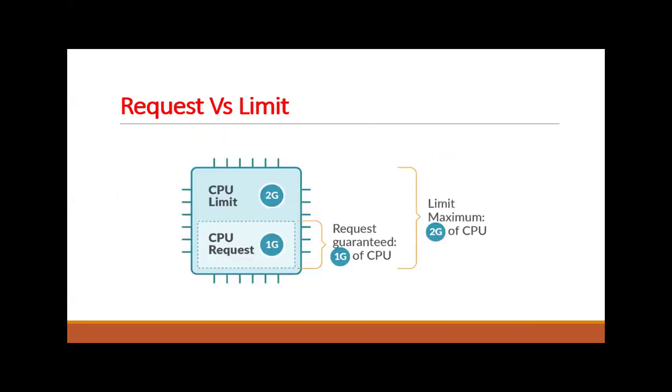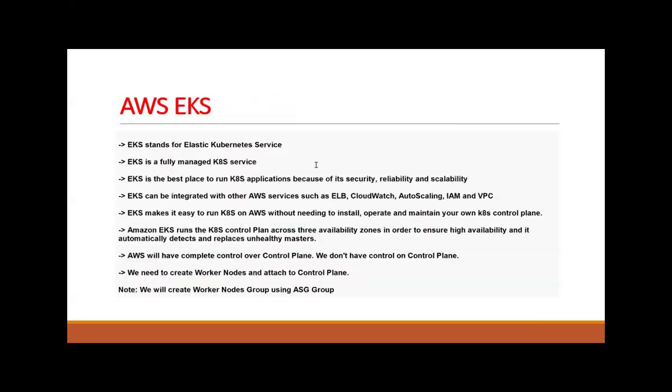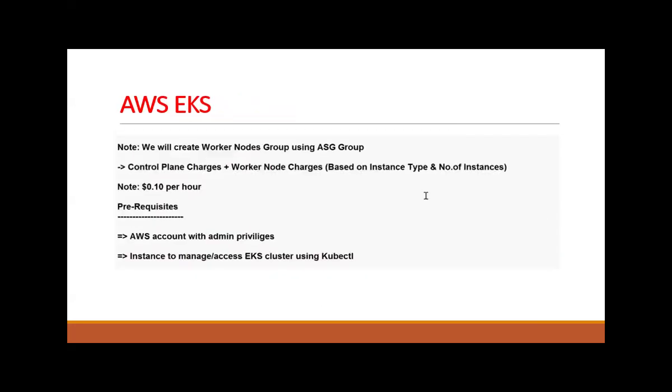So limits and requests for CPU: the request is granted one CPU, and the limit is a maximum of 2 for CPU. So imagine an EKS case. You already know EKS, right?